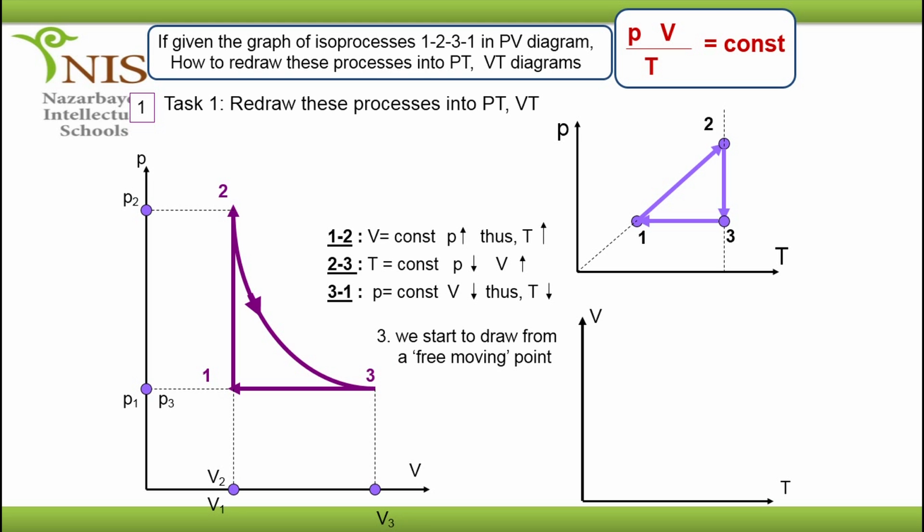Now we need to redraw this diagram into a VT diagram. So again we start to draw from a free moving point. 1, 2 is V constant. It's obvious V constant is a horizontal line, but in which way? Again we need to see. In our analysis, temperature is increasing. So if temperature is increasing, we need to draw a horizontal line to the right. So 2, 3 is T constant. So T constant will be a vertical line.